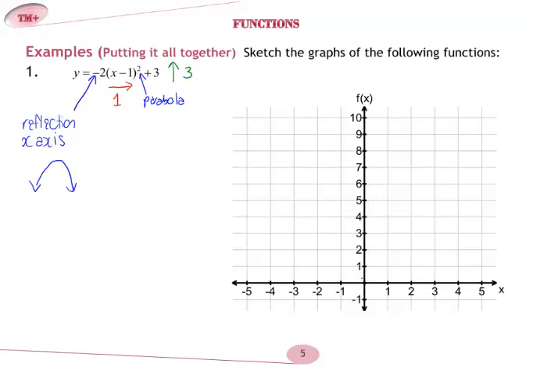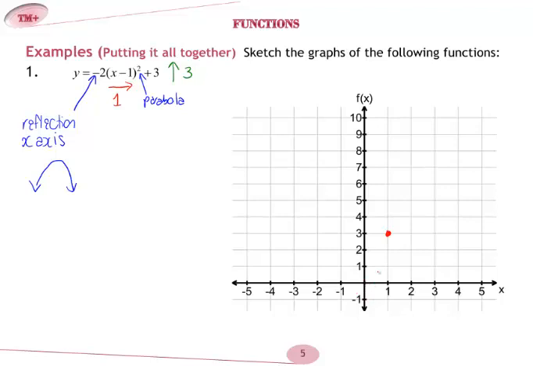So let's put that together. My turning point for my parabola would normally be here, and it'd normally be happy. Okay, but we've got the turning point there, and it's going to be sad. Let's see where it moves. It moves 1 to the right and 3 up. So it's moving to there.